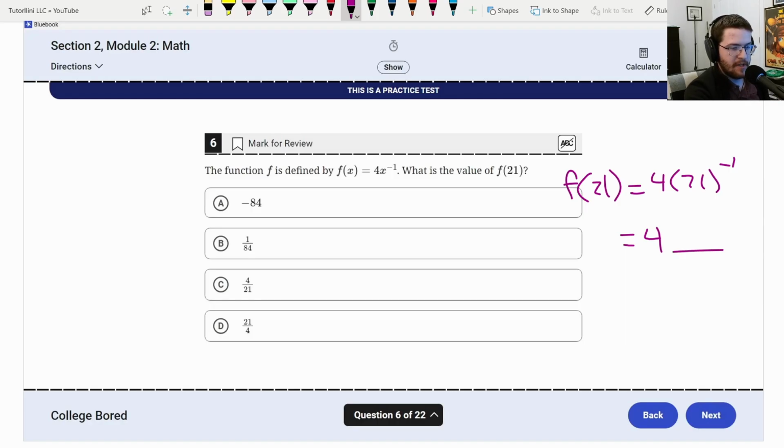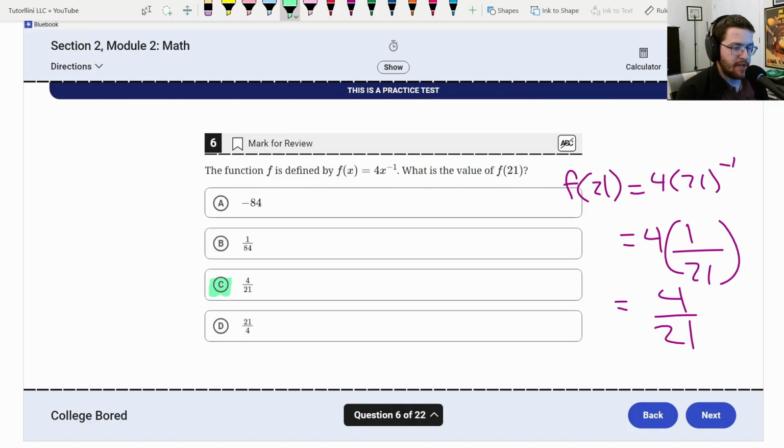So 21 to the negative 1 is going to be 21 to the 1 on the bottom. And 21 to the 1 is just 21. And I can't have an empty numerator, so we're going to put a 1 up here. So this entire thing, just using rules of exponents, is 1 over 21. 4 times 1 over 21 is 4 over 21, which gives us answer choice C.